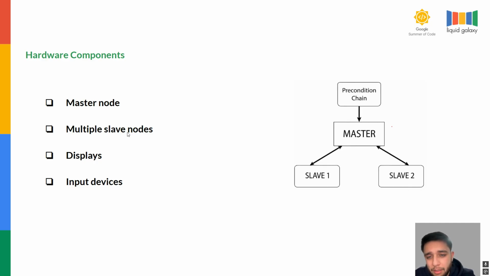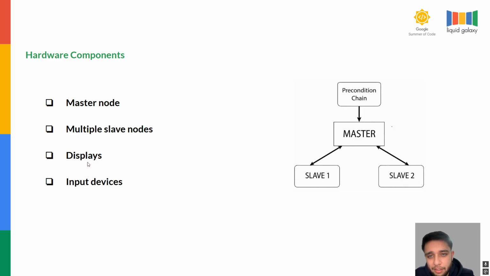Next are the multiple slave nodes. Each slave node is connected to a separate display screen. These slave nodes receive instructions from the master node and show the required visual on their respective screens. This is how all screens stay synchronized and display a continuous panoramic view.